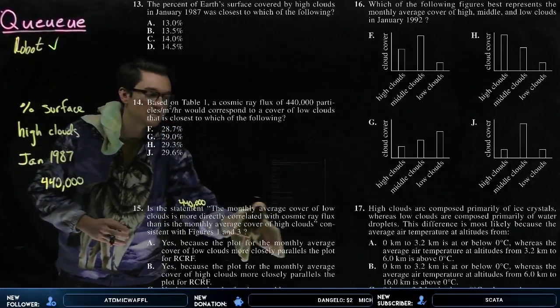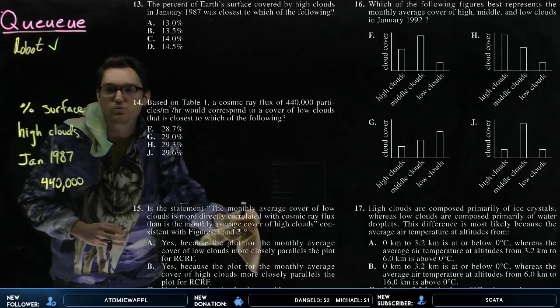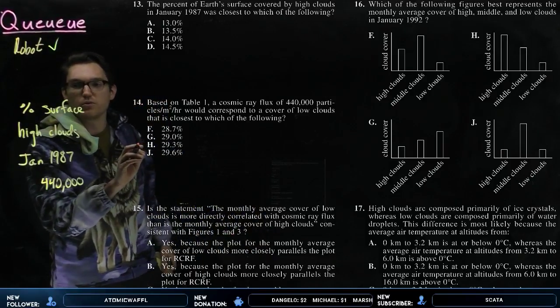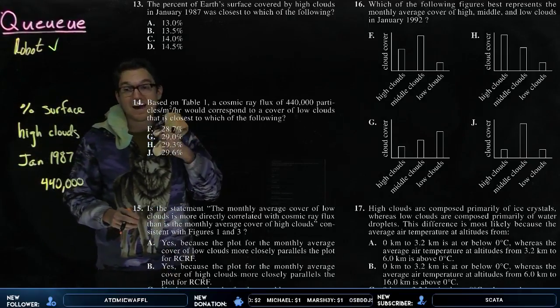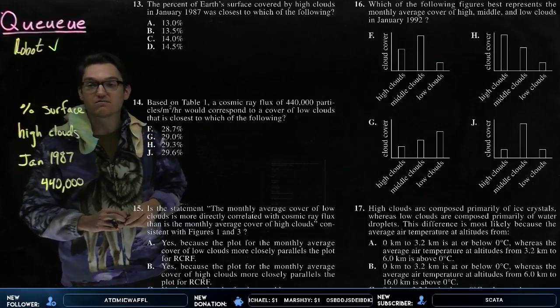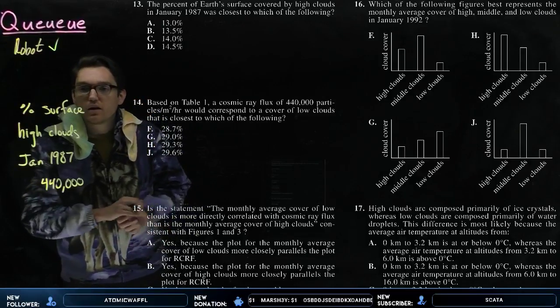I'm going to erase this. Do we have 29.3? Give me 29.3. Yes, we do. That is H. Look at that. Nice. Okay, again, I have not yet gone over what this passage says. All right? So, number 15.